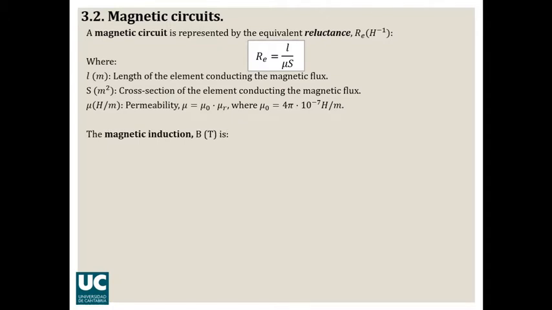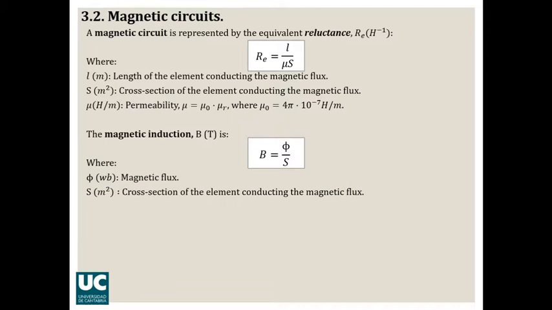The magnetic induction, B, whose units are Teslas, is the magnetic flux divided by the cross-section. So, phi is the magnetic flux whose units are Webers, and S is the cross-section of the element which conducts the magnetic flux in square meters. So Webers divided by square meters gives Teslas.